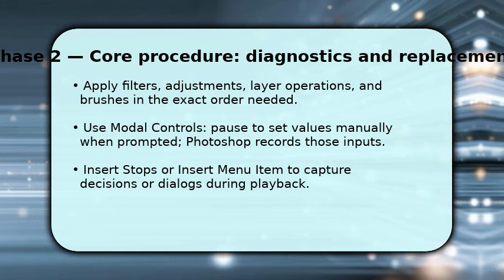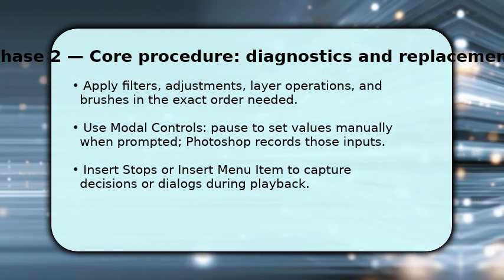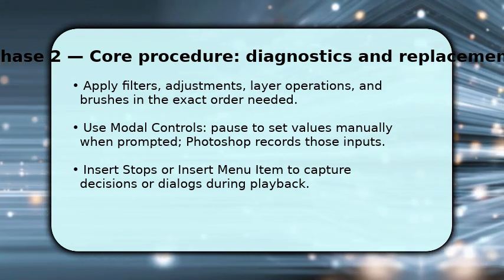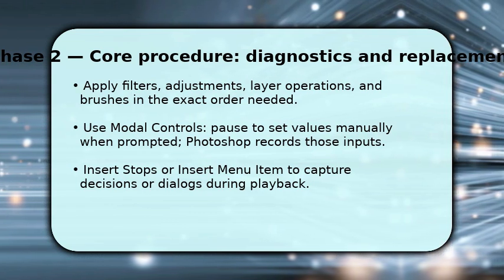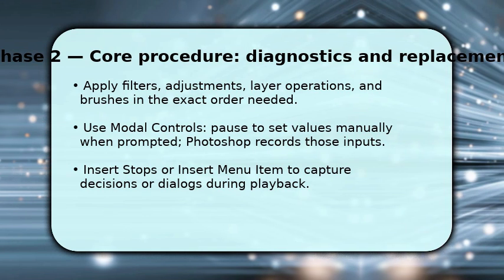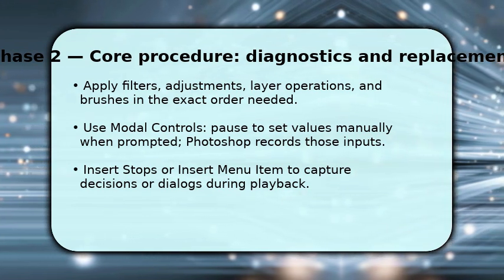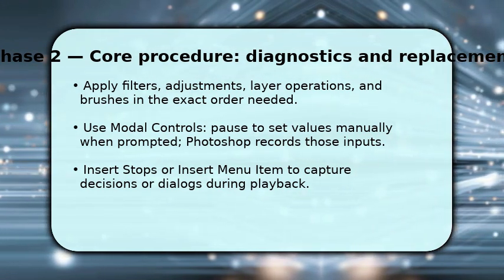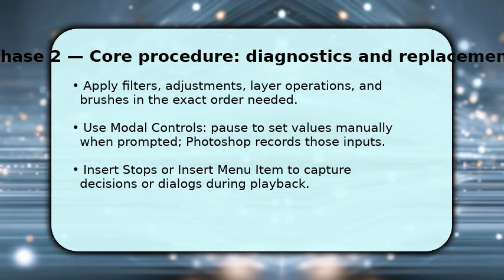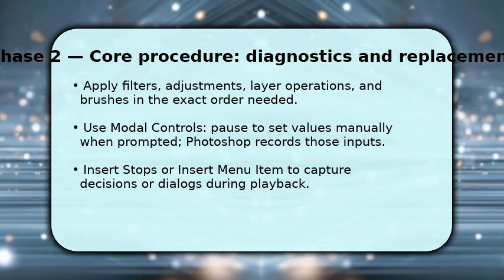When a dialog appears, choose values carefully. Photoshop records those numeric inputs and menu choices. If a step needs user input at playback, use Insert Stop or Insert Menu Item so you can prompt the user later. Once done with a complex block, test playback immediately on a copy to confirm behavior. This catches unintended absolute selections or hard-coded paths.